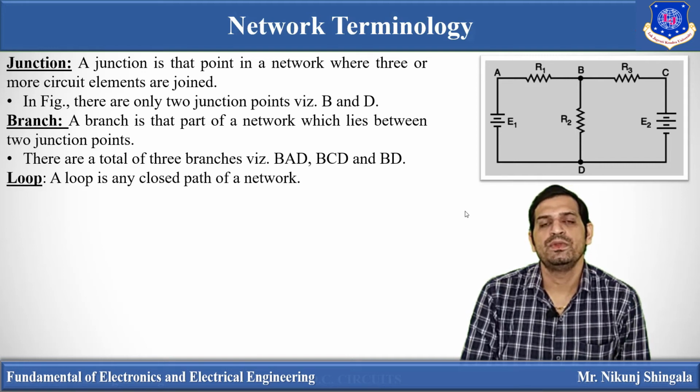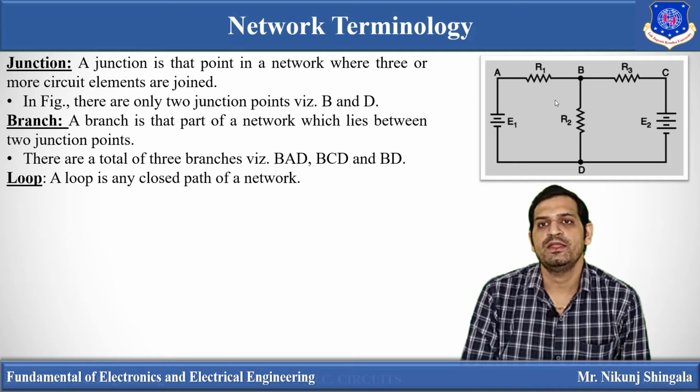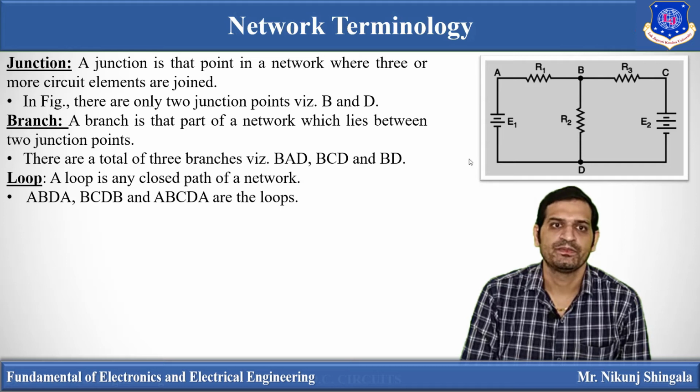The next one is a loop. Loop is a closed path in the given network. Here in this network, we can see there are two closed paths, but actually there are three closed paths. ABDA is one loop, BCDB is another loop, and ABCDA is a third loop.